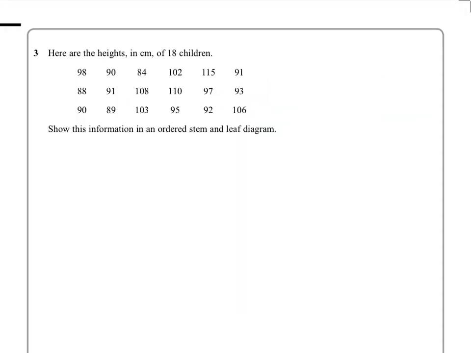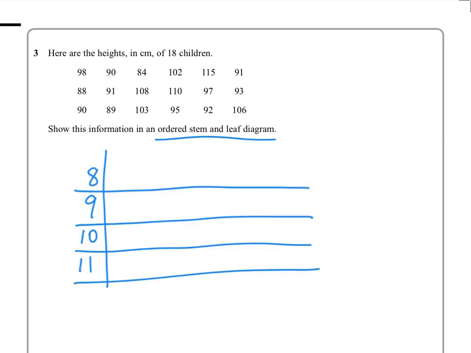So in this question we've got to draw an ordered stem and leaf diagram. So let's have a look. So we've got the stems sorted out, we've just got to put the leaves in. What I tend to do is do one here so I can quickly tick them off. So I've got an 84, an 88, an 89, and then I can order those 4, 8, 9.